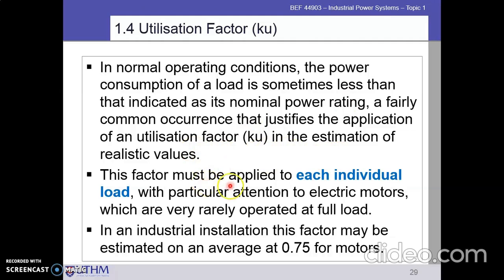This factor must be applied to each individual load, with particular attention to electric motors, which very rarely operate at full load. In an industrial installation, this factor may be estimated as an average of 0.75 for motors.